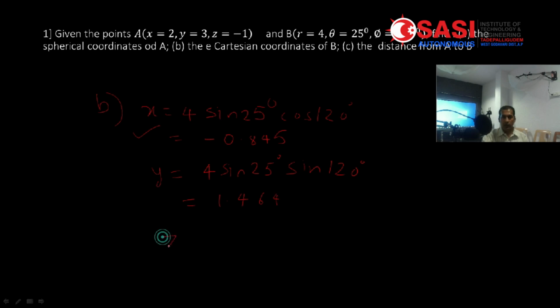Now the third one, to calculate z. Calculating z is even simpler. We'll take 4 cos 25 degrees. That's it. So this is for z. After calculating this, we'll get z equal to 3.625. Now this is the answer for part B.